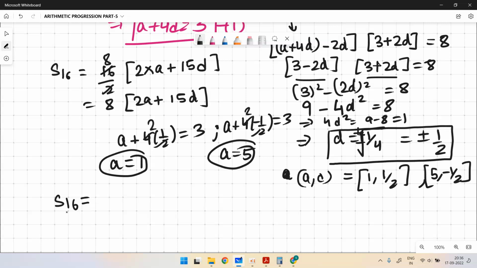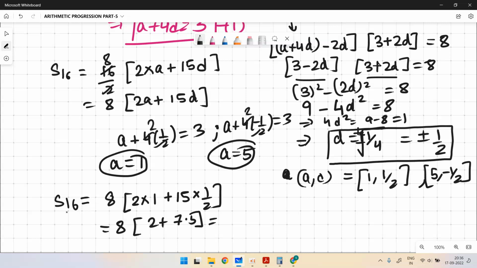If you substitute, S of 16 is 8 into 2a plus 15d. With a as 1 and d as half, this will be 8 into 2 plus 7.5, that is 9.5 into 8, which is 76. So one answer will be 76.